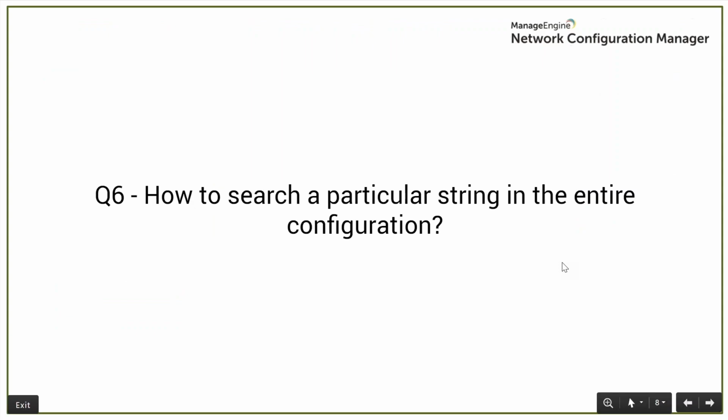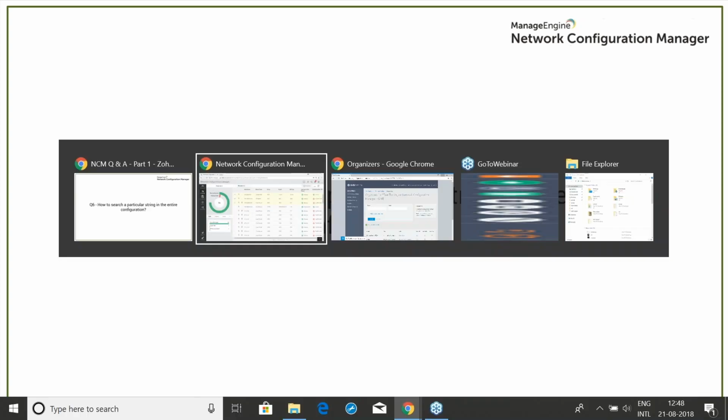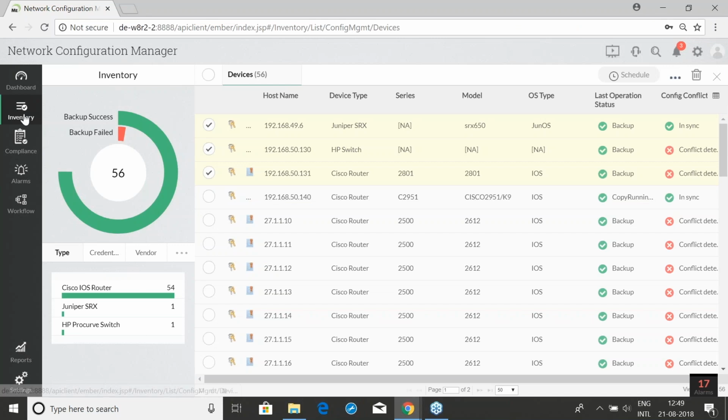How to search a particular string in the entire configuration file? If you want to search any particular string in the entire configuration, you can use the configuration search option. Like if you want to know how many devices have the public community string, I will show it in the WebUI. You just go to inventory.